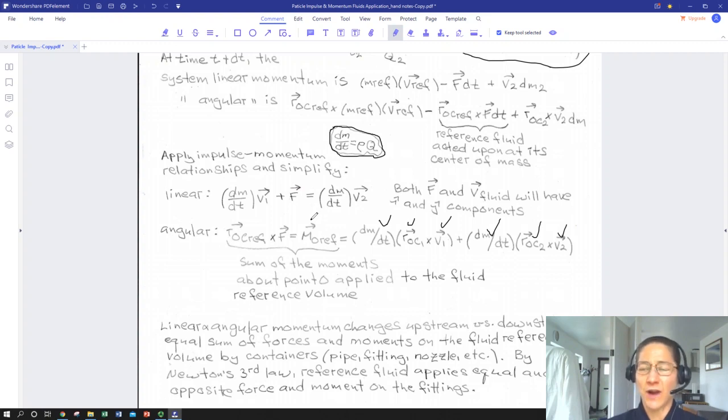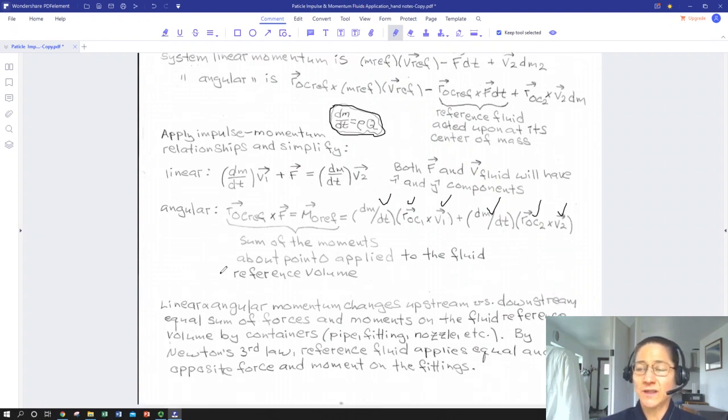So basically, we are having eventually to apply forces and moments to the container holding the reference volume in order to achieve the change in linear and angular momentum of the entering versus exiting packets of water with every dt. It's continuous. So those forces and moments need to be applied to that fitting, or the fitting is going to accelerate, even just a little bit, and gap, and then we have a leak.